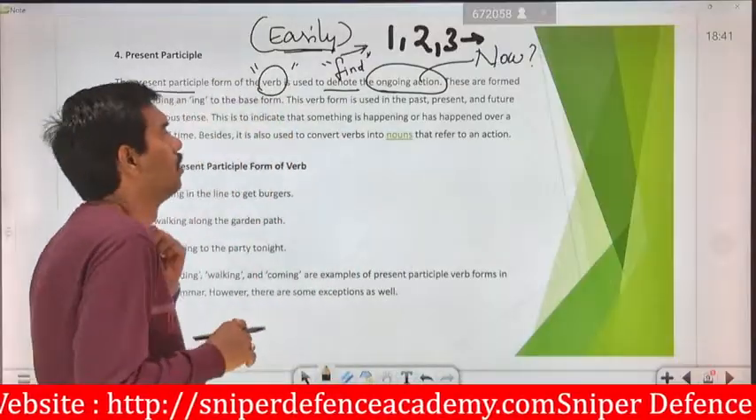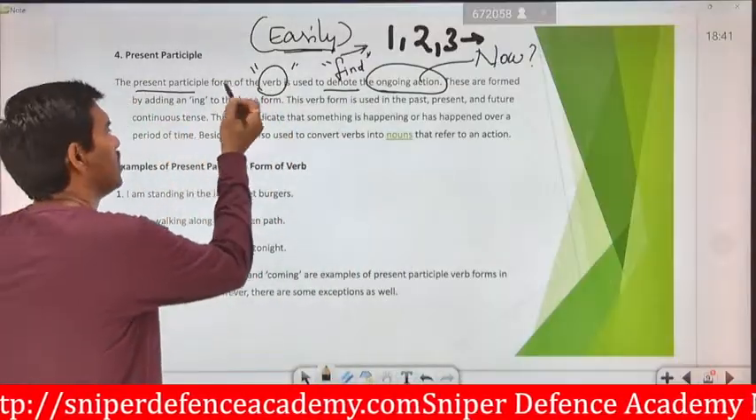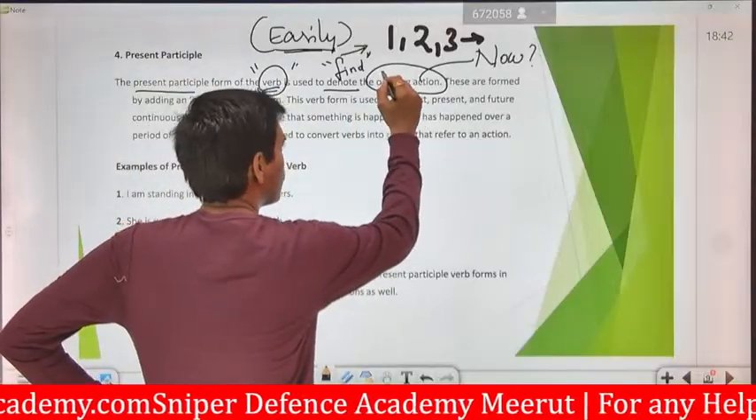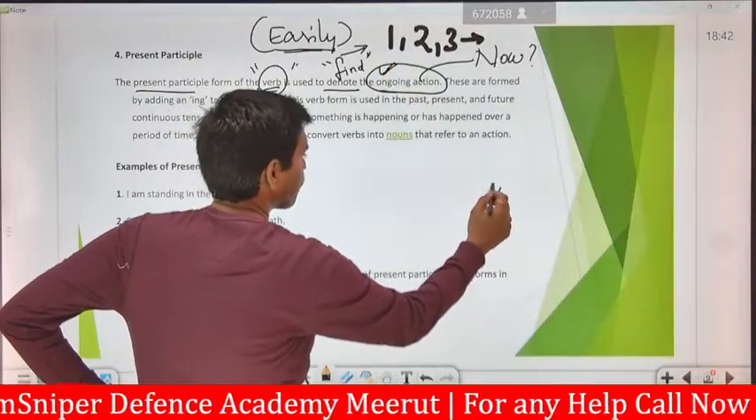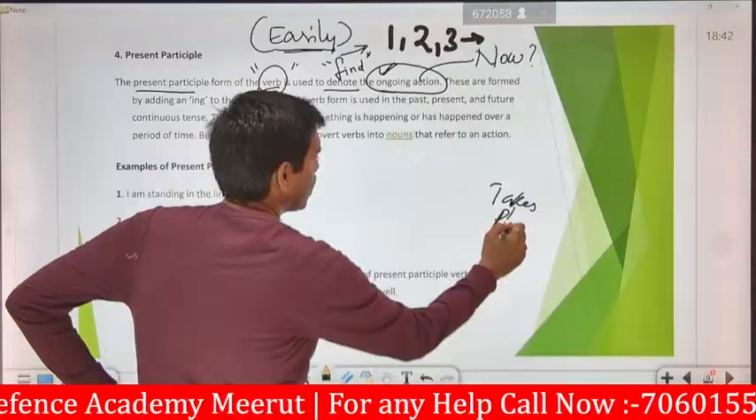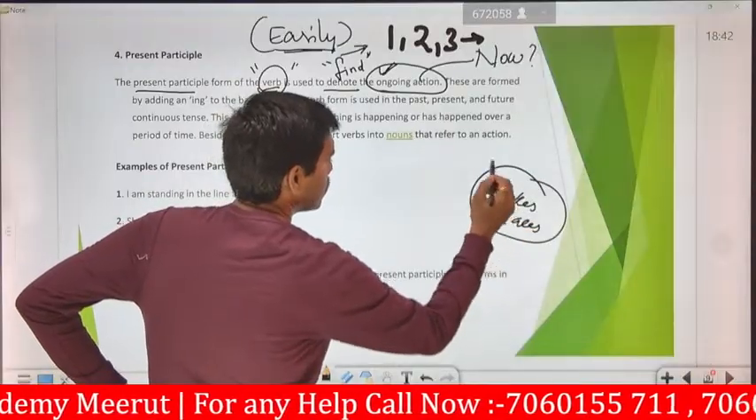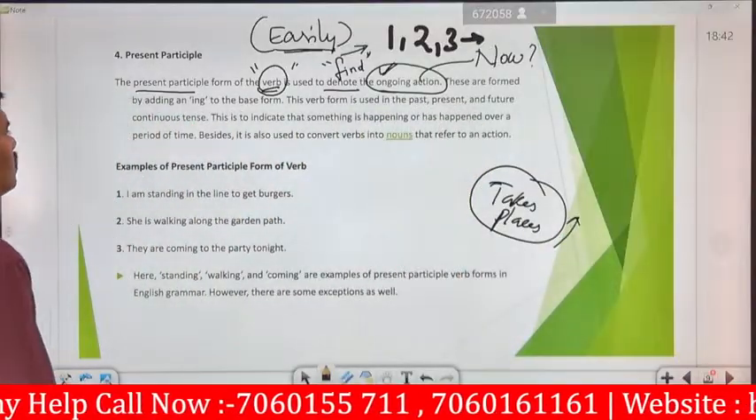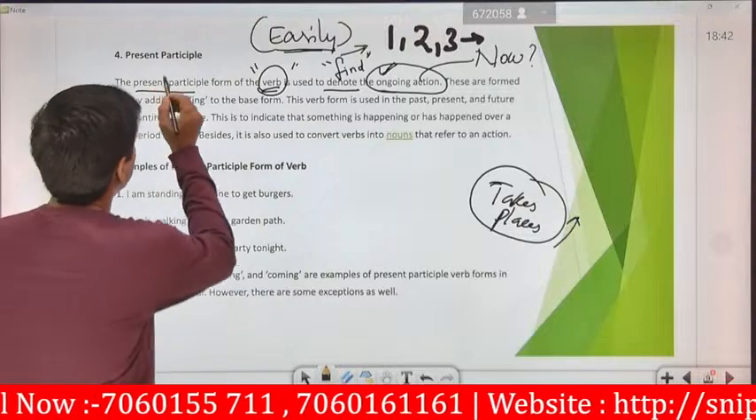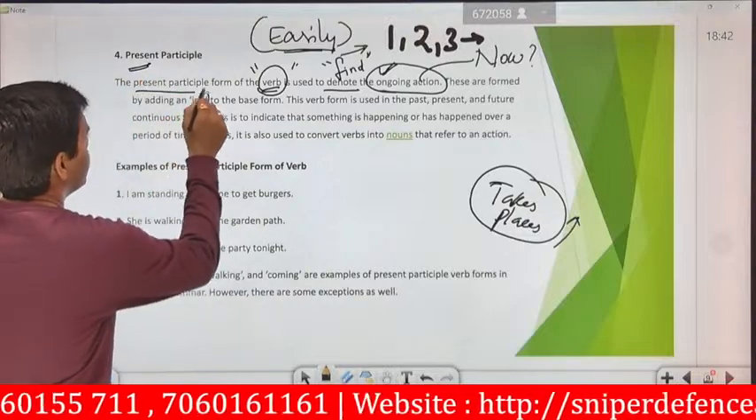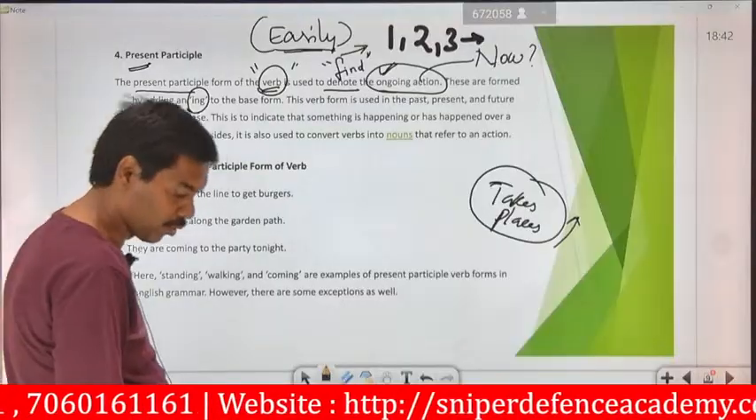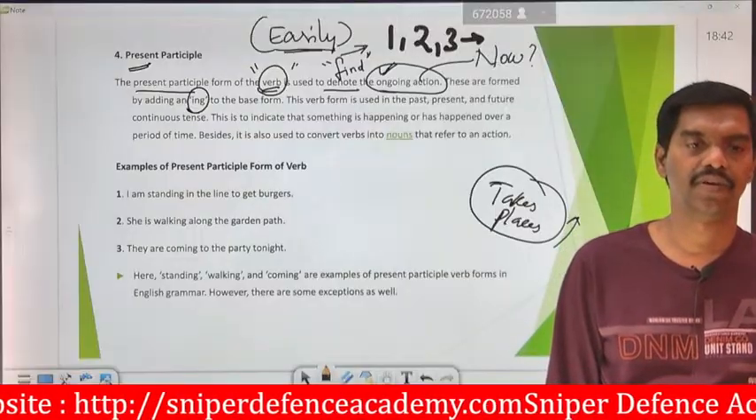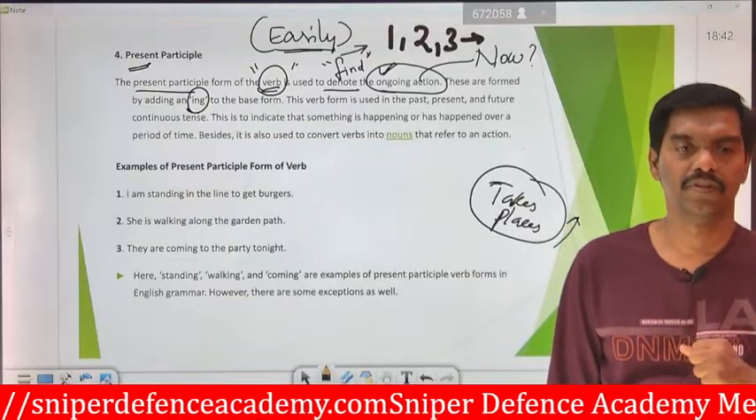Okay. So here they are saying that the present participle is a type of verb used to denote some ongoing action. Now the action takes place. Okay. The action is going on. So we can say it like this, going on. These are formed by adding ing. How can we form this present participle? By adding this ing. So we are going to add ing to these verbs. It is easy to identify the present participle. Okay.